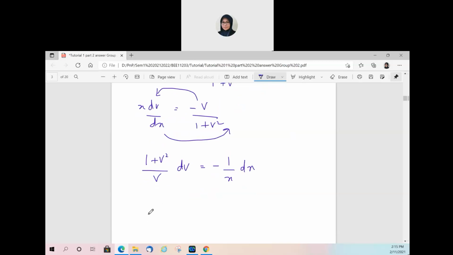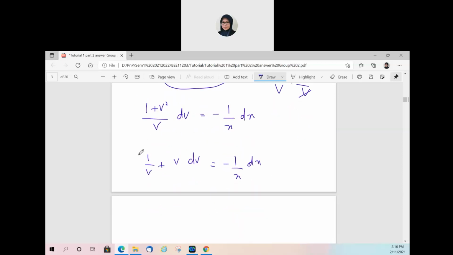Okay, then this one we can simplify. You have 1 over v plus v squared over v, which is v, right? So dv equals minus 1 over x dx. Am I right? 1 over v plus v squared over v. Then you can integrate both sides. You integrate both of these. So you integrate 1 over v. What do you get?